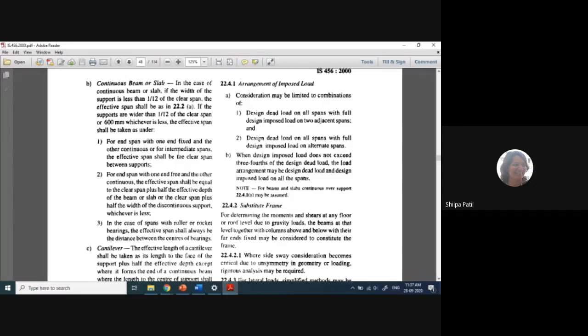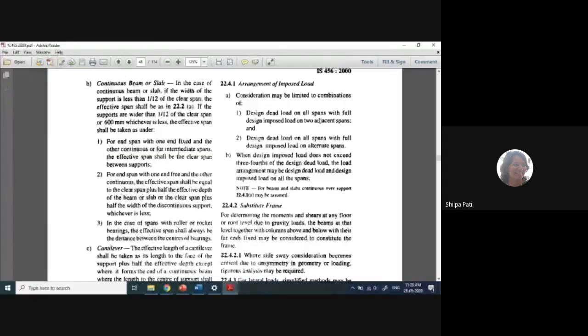L by 12 of the clear span. What is that value? Or 1/12 of clear span. If you consider the first span AB, the span is 3 meters. So 3 by 12, the value is 0.25. And if the width of the support is less than this value... so what is the width of the support? It is 300 mm, right? So 300 mm, and this value we are getting as 250 mm. So width of support is greater than L by 12.